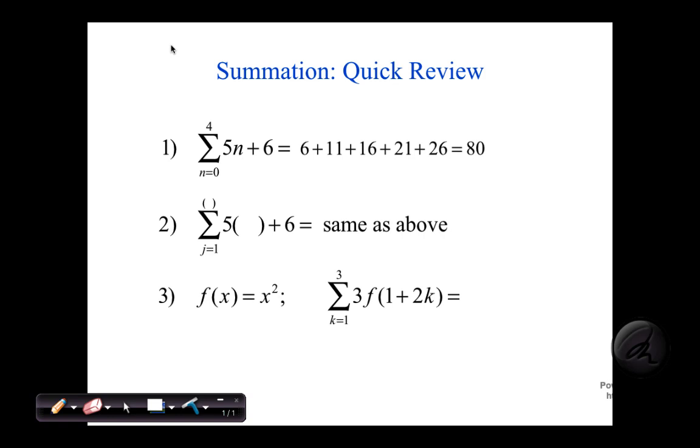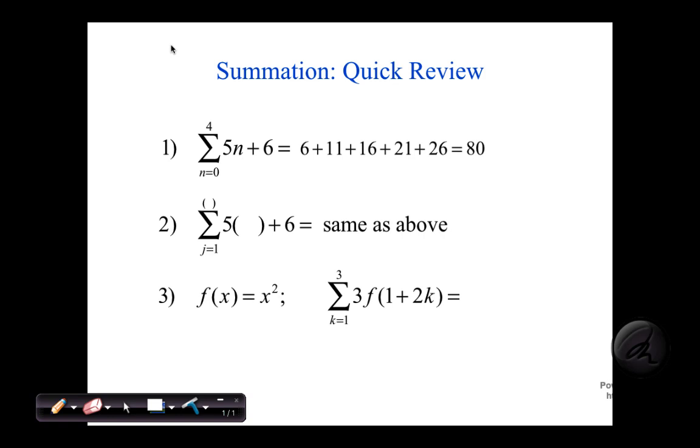But if I do that, if I want to end up with the expression above, I have to adjust. I can't just change it to 1 through 5 instead of 0 through 4 and call it 5j plus 6, because that would then start with 11 and go up to 31. What do we need to put into the formula in place of where the variable was in order for this to give us the same result as above? Yeah, j minus 1.